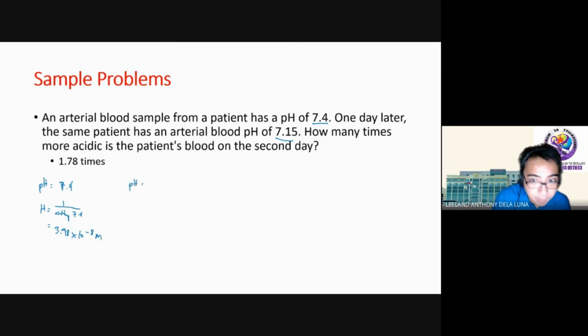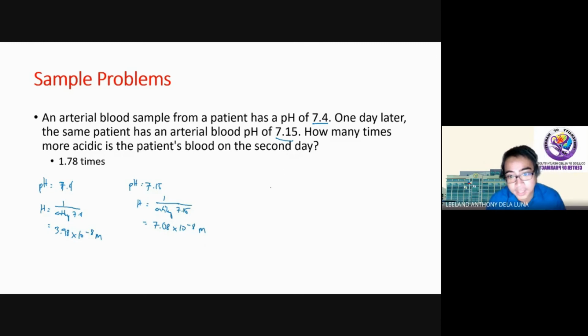Plus yung pH naging 7.15. Antilog 7.15 equals 1 divided by answer. 7.08 times 10 to the negative 8 molar.